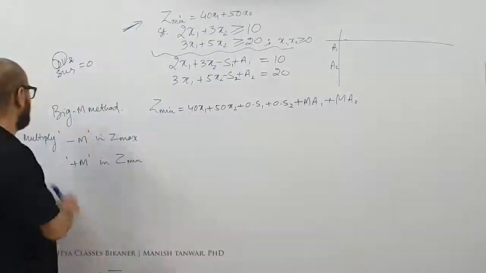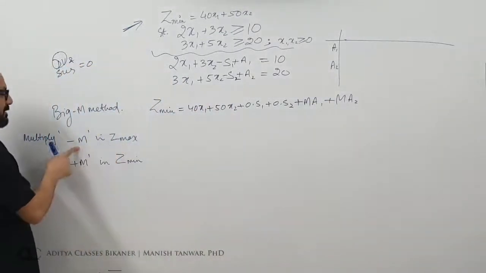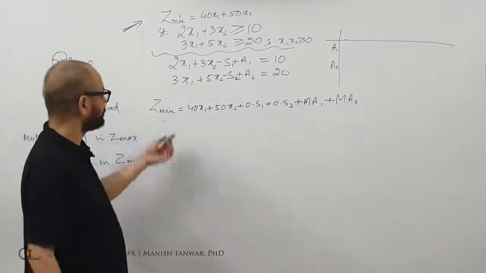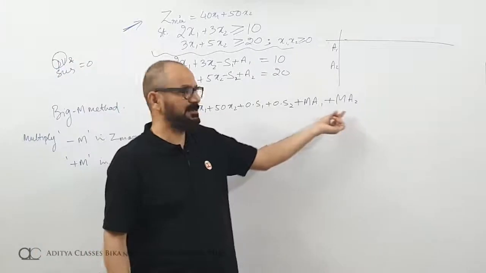How do we reject them? In the maximization case, take minus m. In the minimization case, take plus m.